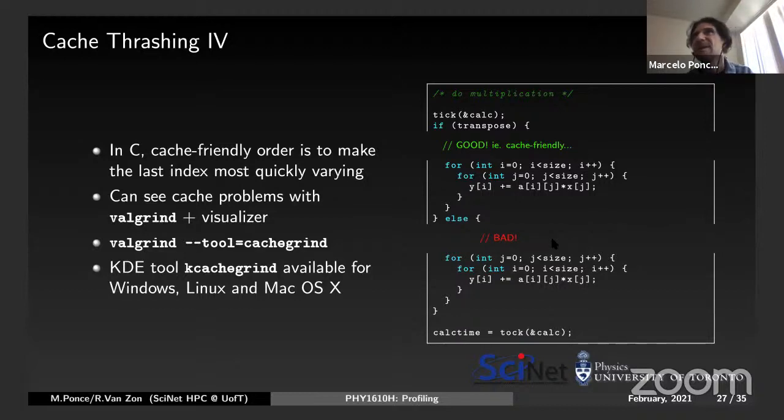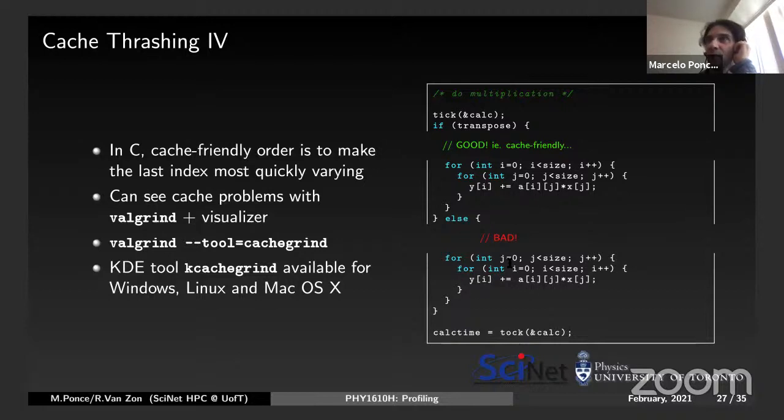So in particular, in C, the cache-friendly order is to make the last index vary most quickly. What that means is, look at the first for loop here. Remember this transpose flag I told you about before? The for loop goes i, j, and the way to access the vector or the matrix here is i, j, right? So basically we're making the first index vary quicker than the second index, than the last index in the array.